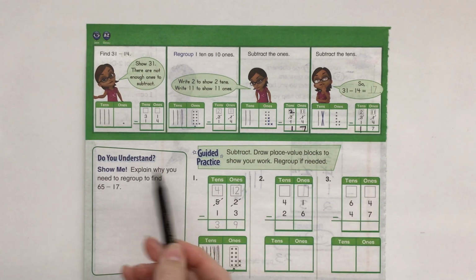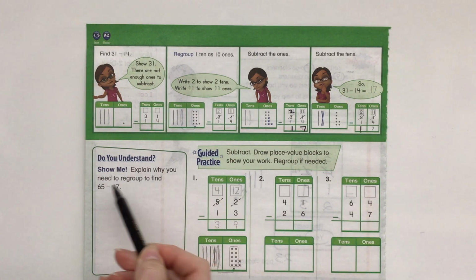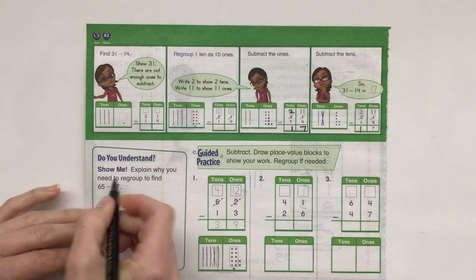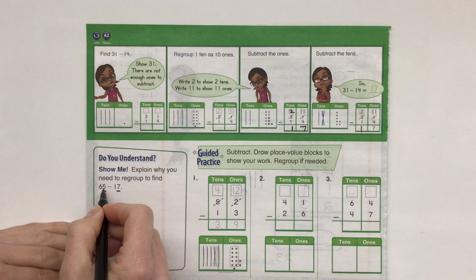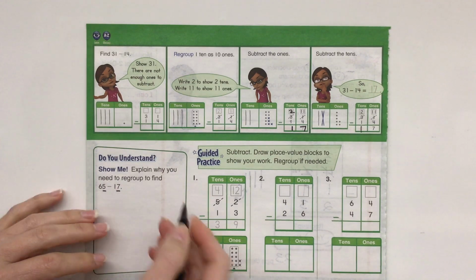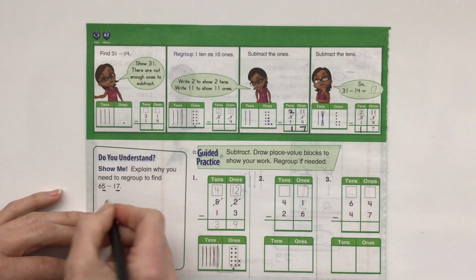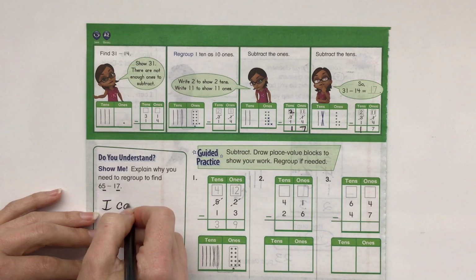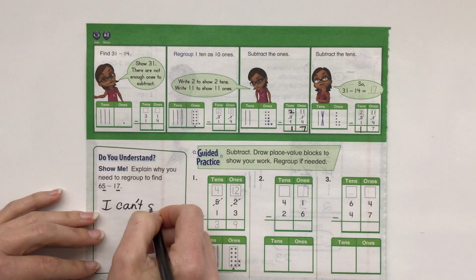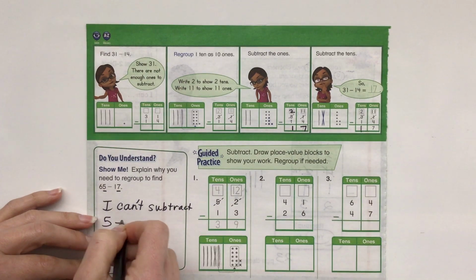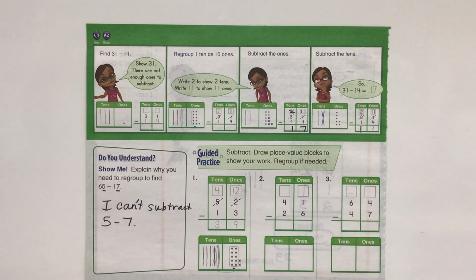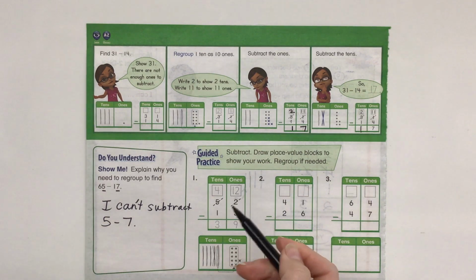All right, explain why you need to regroup to find 65 minus 17. So take a look at the number in the ones place. Can I subtract 5 minus 7? I cannot. So this is why we need to regroup. I can't subtract 5 minus 7. It just doesn't work. Okay? All right, let's take a look at our guided practice here.